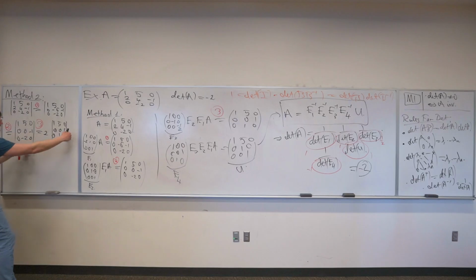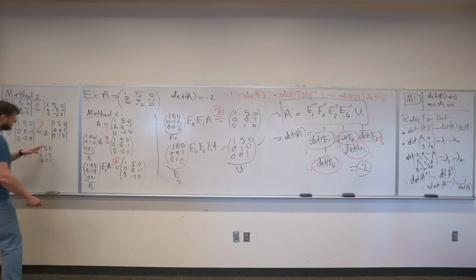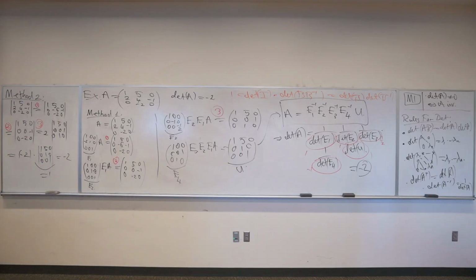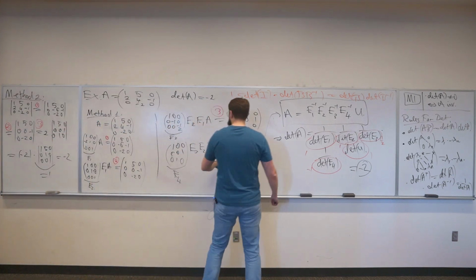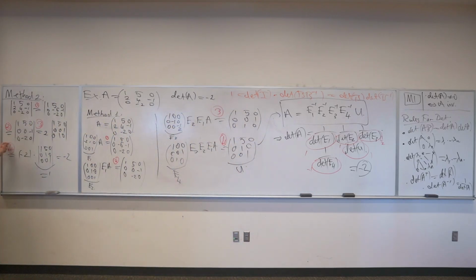And then when you have an interchange, you pick up a minus. Minus 2 times 1, 5, 0, 0, 1, 0, 0, 0, 1. At this stage, you can say this is upper triangular with ones on the diagonal, so this determinant has to be 1. We can do it this way too. I should have said, this is step 4.